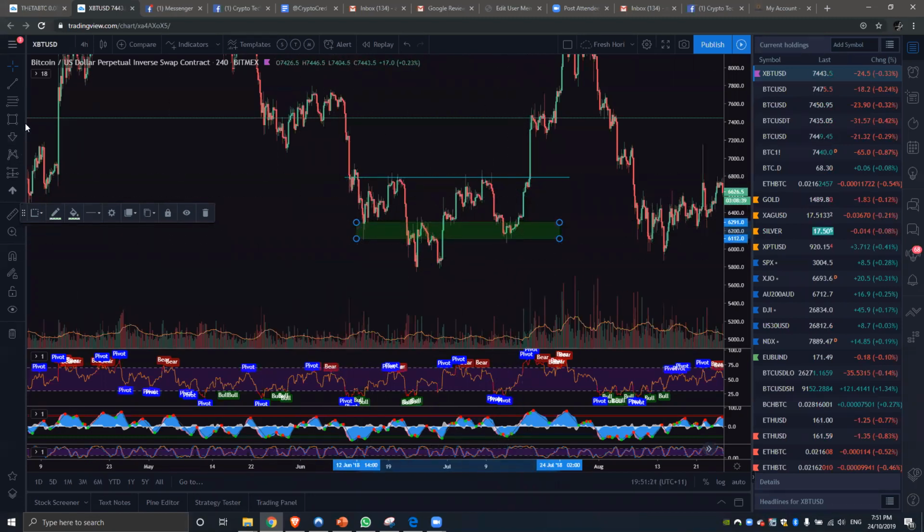But basically, the way you want to be playing these is, we see the market structure start to develop, and around this point here, sort of thinking, okay, this is probably going to get rejected here.